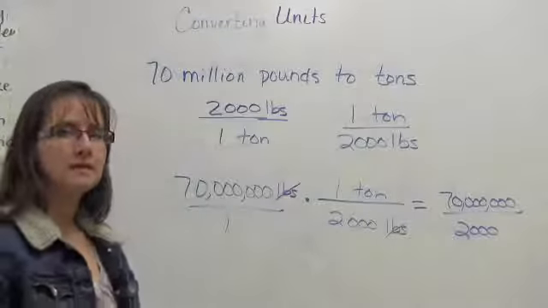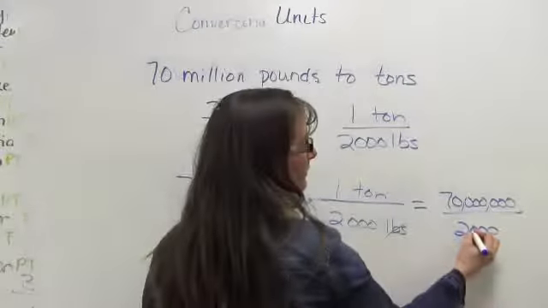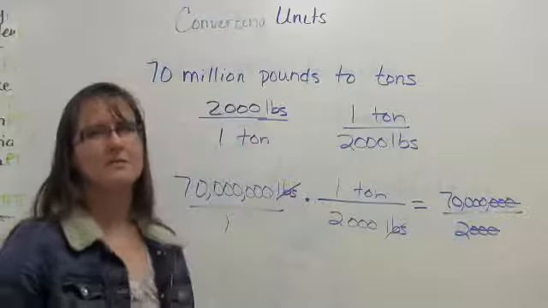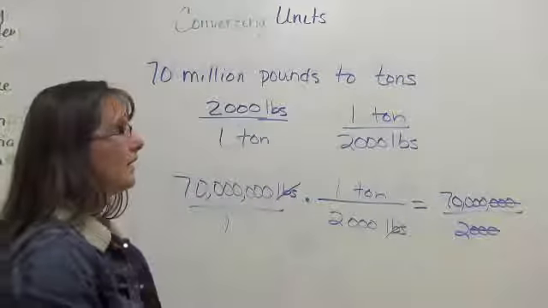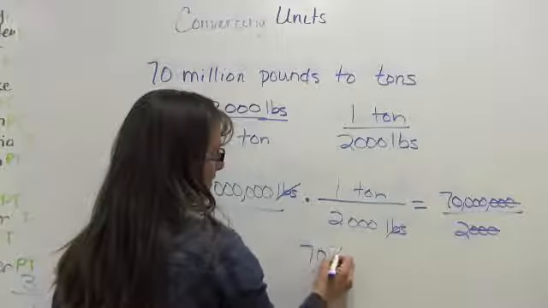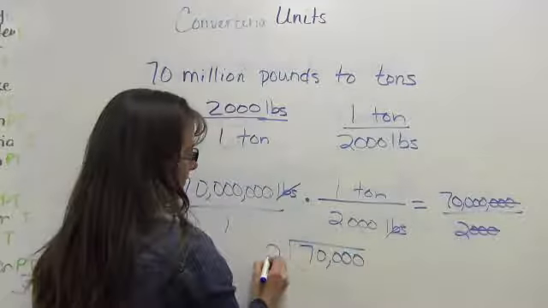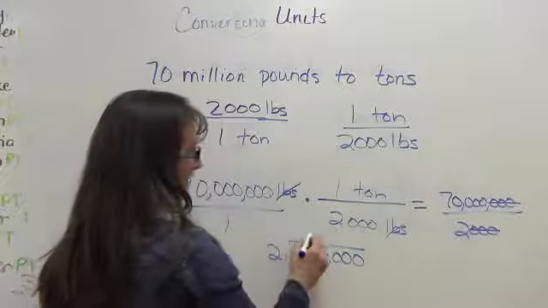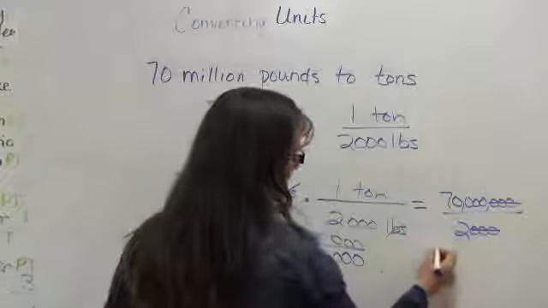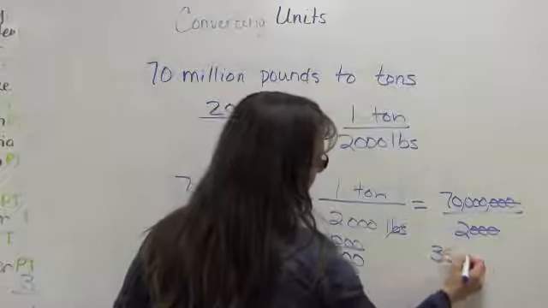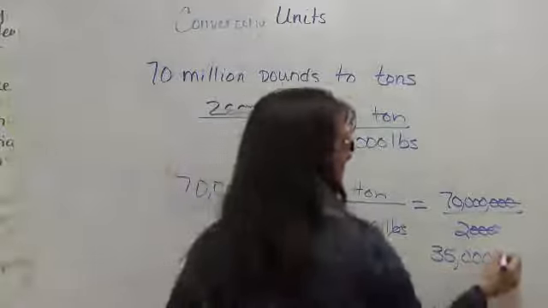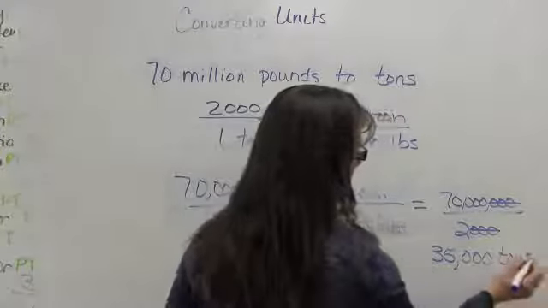One thing you can do to make this math a little bit easier is take off 3 zeros from both the denominator and the numerator. That would be the same thing as reducing by 1,000. And so now what I'm going to be doing is dividing 70,000 by 2. Well, 2 goes into 70 35 times with 3 more zeros. So that means that my answer will be 35,000. And remember, I was converting from pounds to tons. This will be 35,000 tons.